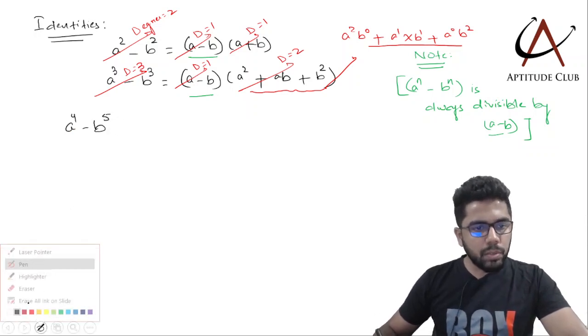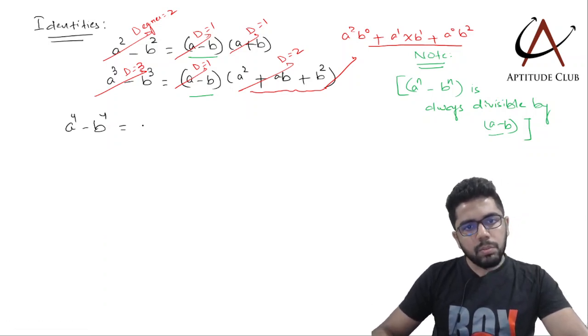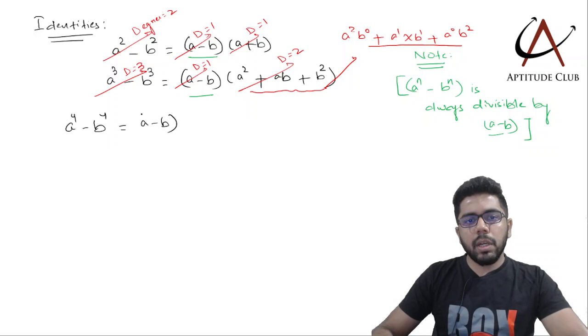Suppose I write a to the power 4 minus b to the power 4. In the same manner I can expand a to the power 4 minus b to the power 4. So it is a minus b, again common, and then I can write a cube.